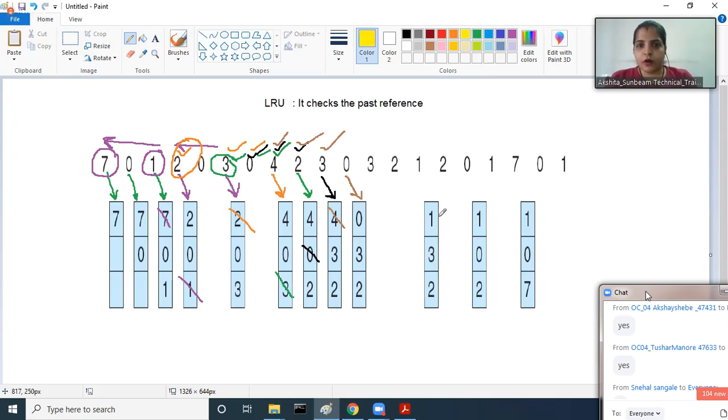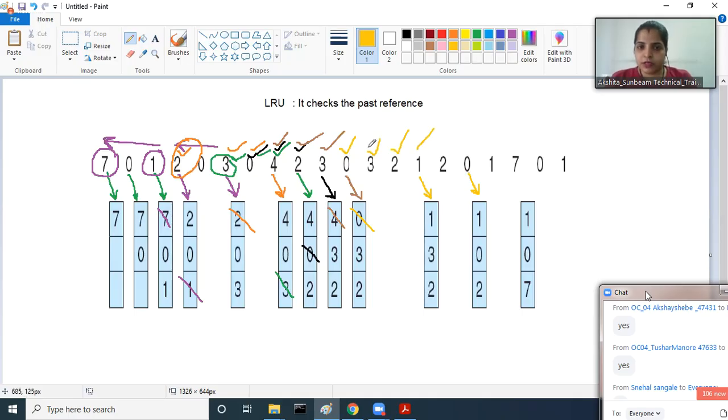Let us go for 1 and check for 1. What was the last status of the frame? 0, 3, 2. 0 is here, 3 is here, 2 is here. Which is the least recently used? 0. Replace the 0 with 1. 2 already there. Again for 0, 1, 3, 2.